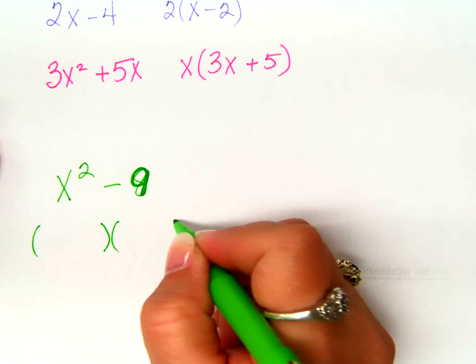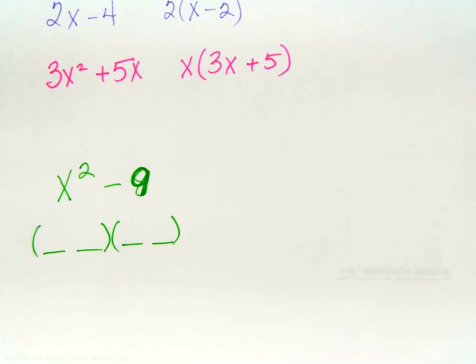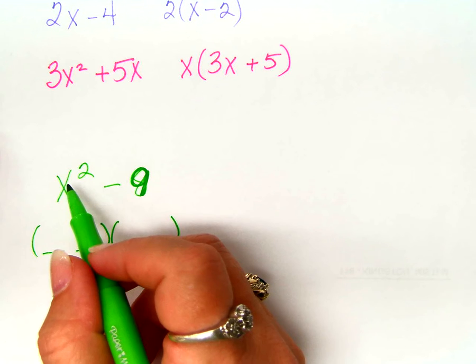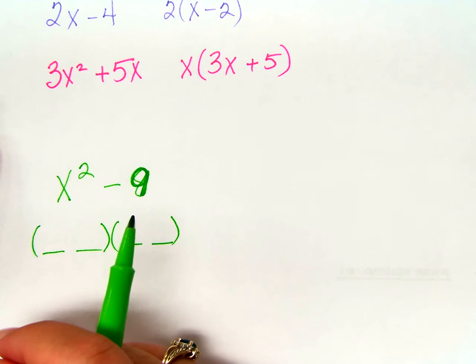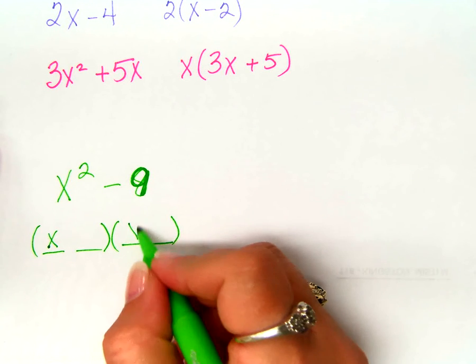When I factor the difference of squares, I get 2 binomials. One of my binomials, well, let's see. The first term in this binomial, what's the square root of x squared? What times itself is x squared? X. That goes here and here.